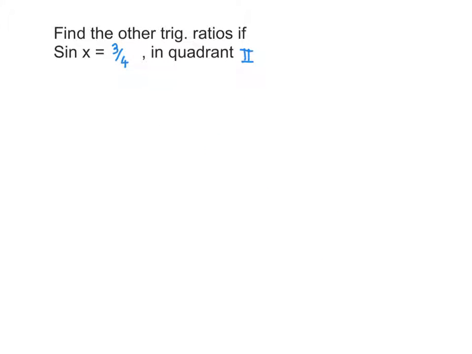So again, find the other trig ratios if sine x equals 3/4 in quadrant 2. So we draw our axis down like this, and we get a triangle in quadrant 2. Put the right angle there, and our x is here. And we know that sine is 3/4, so the hypotenuse is 4, opposite is 3.